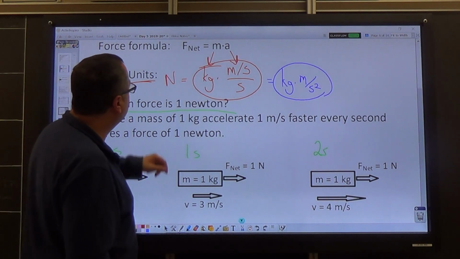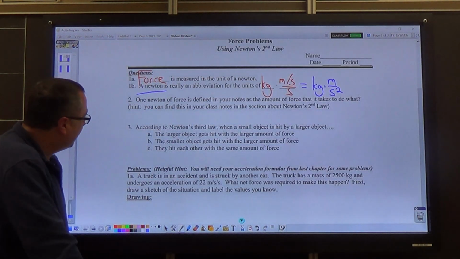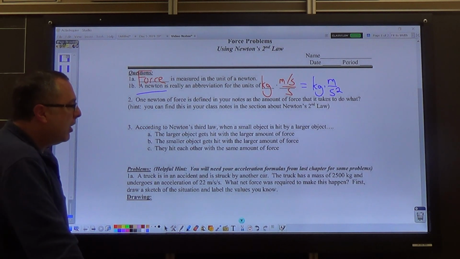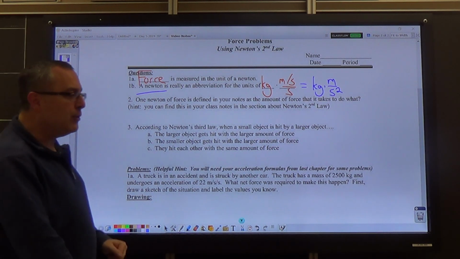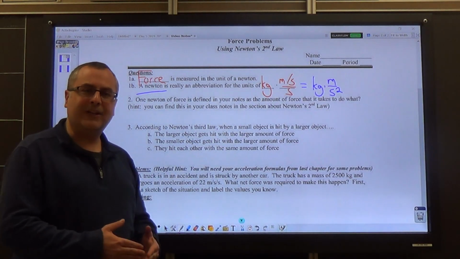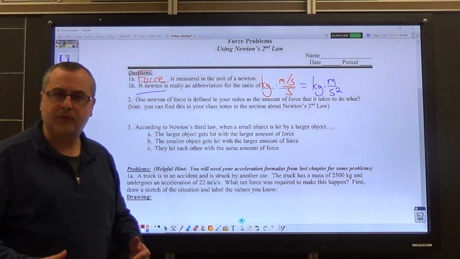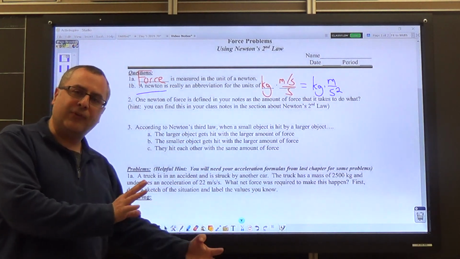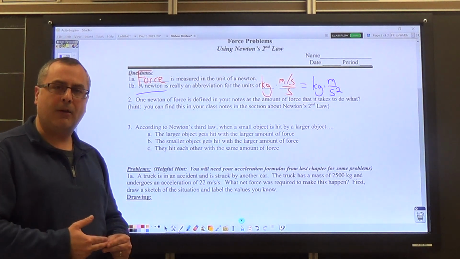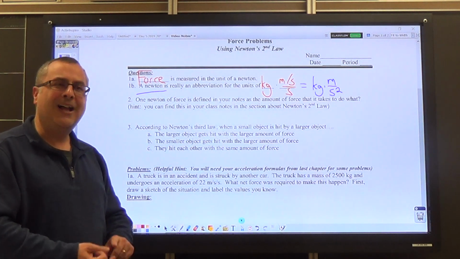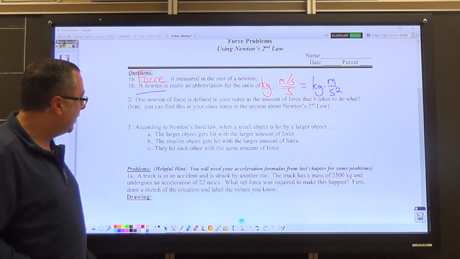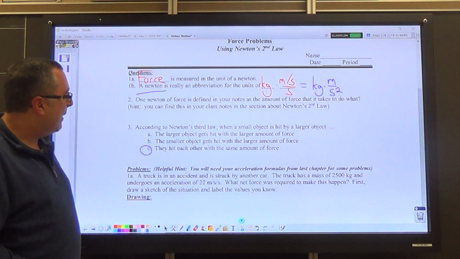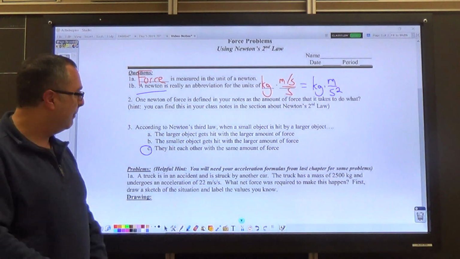So going back to this, according to Newton's third law, when a small object is hit by a larger object, which of these is true? And the answer here was the very last choice. Remember, Newton's third law says for every action there is an equal and opposite reaction force. In other words, when you push on something, the reaction force that pushes back on you is always the same amount of force. It doesn't matter what the size of the object is, how fast things are going. The forces are always the same when one object pushes on another. So they hit each other with the same amount of force despite the difference in size or mass.